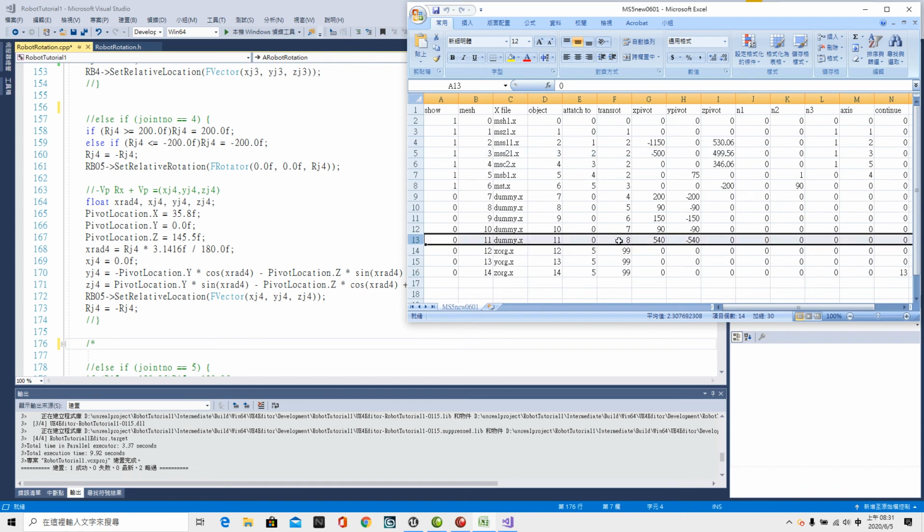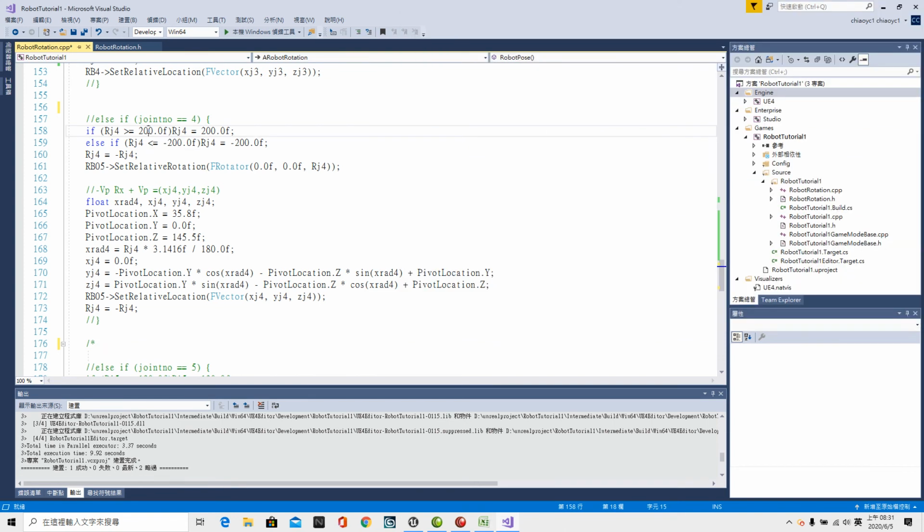We check the 5 upper limit. The 5 plus 3 makes 8. 540 is upper limit of the MSC ORG, minus 540 is the lower limit of MSC ORG object. So in here, if bracket RJ4 greater or equal 540 F bracket RJ4 equal to 540.0 F semicolon, else if bracket RJ4 lower or equal to minus 540 F bracket RJ4 equal to minus 540.0 F semicolon. This one, we remove it.